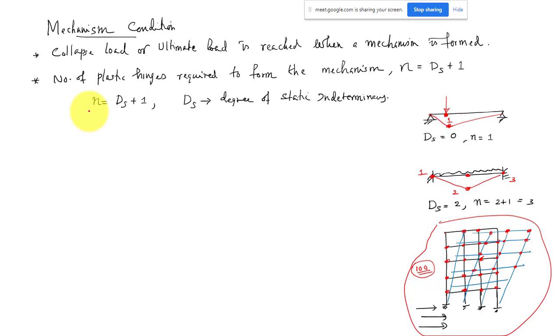Okay, so finally, this is your equation that will give you the number of plastic hinges required to form the mechanism, that is equal to ds plus 1.